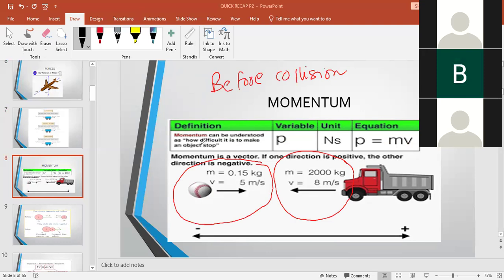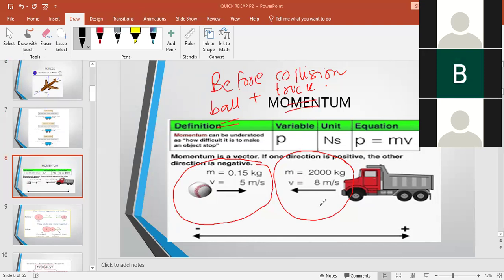Before collision momentum means you will add up the momentum of the ball and the truck together. Clear? So you will just multiply the mass and velocity of the ball and put the value over here, then the mass and velocity of the truck and put the value over here.